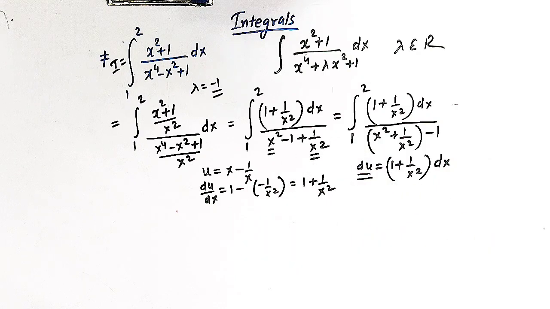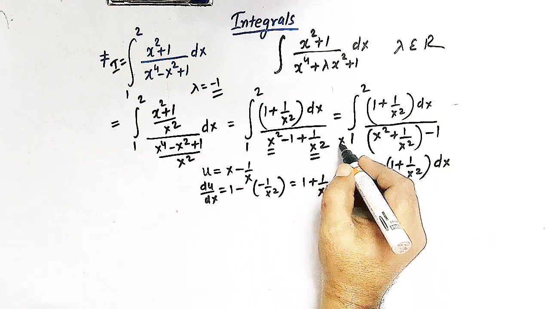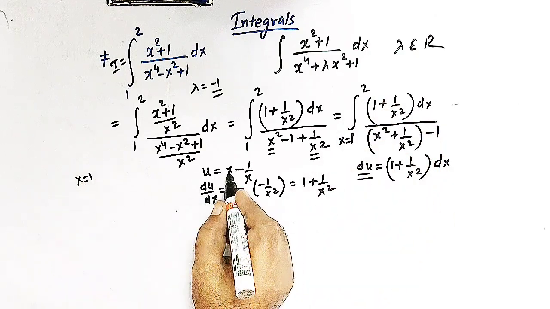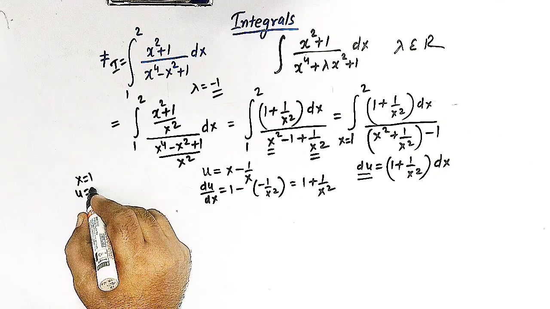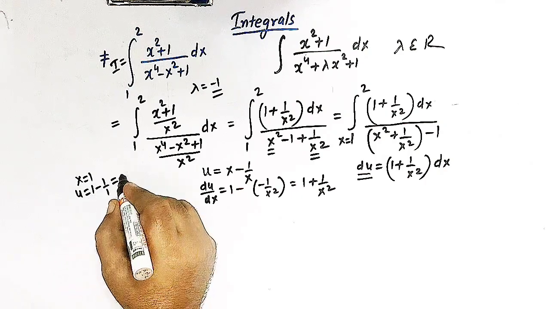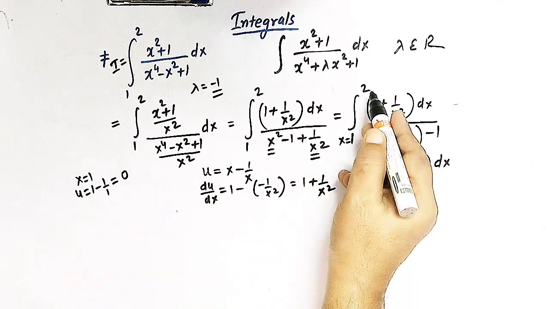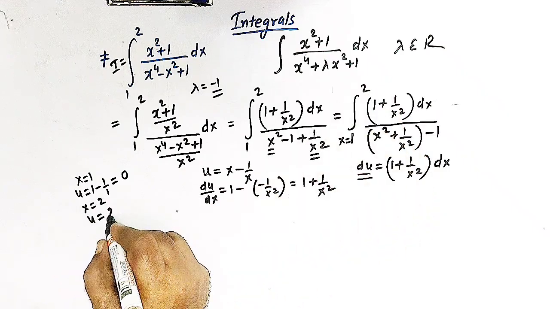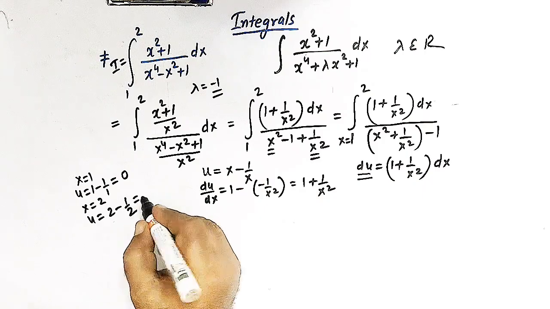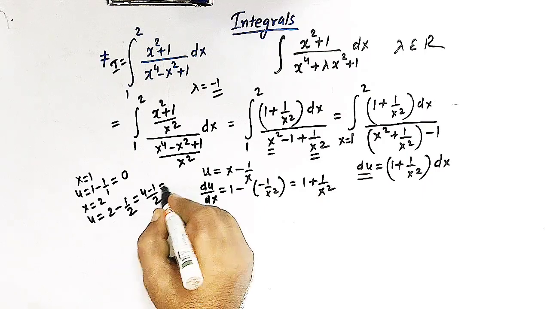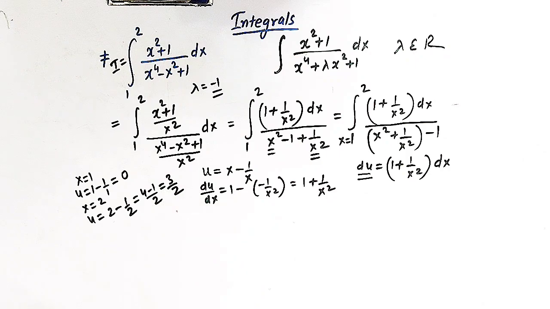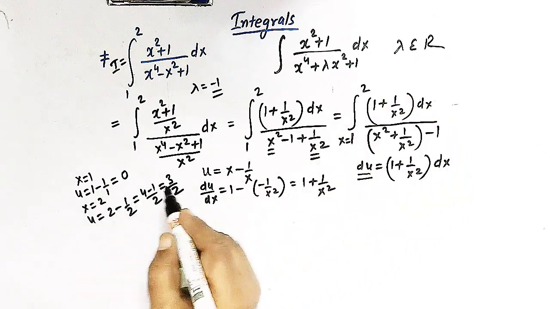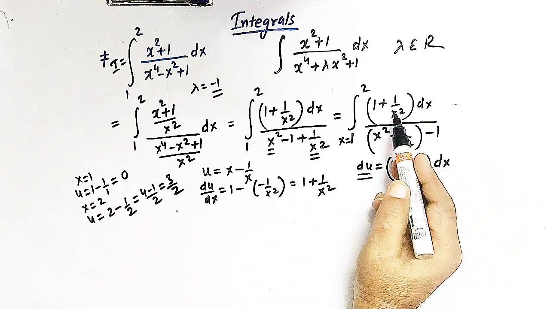Okay, now let us change the limits, and here x varies from 1 to 2. So when x is equal to 1, the value of u is given by 1 minus 1 over 1, that is equal to 0. And when x is equal to 2, then u is 2 minus 1 over 2, that is 4 minus 1 over 2, that is 3 by 2, right? So when x varies from 1 to 2, u varies from 0 to 3 by 2.